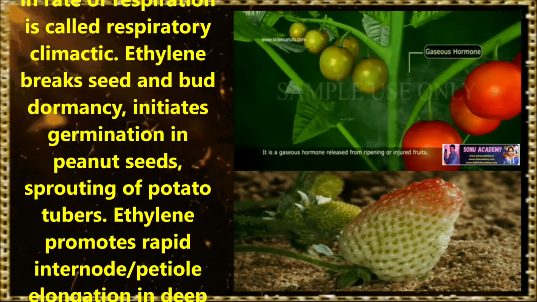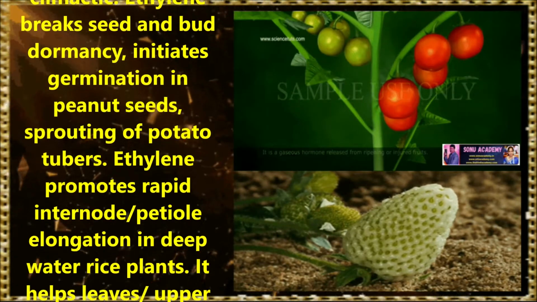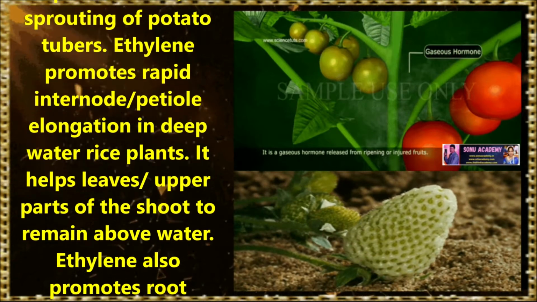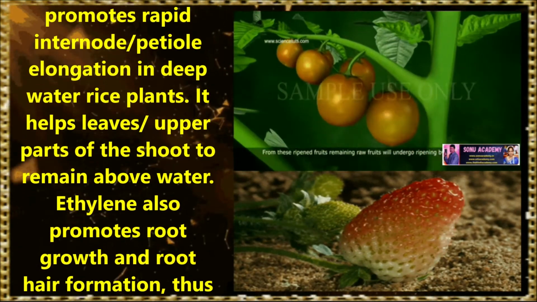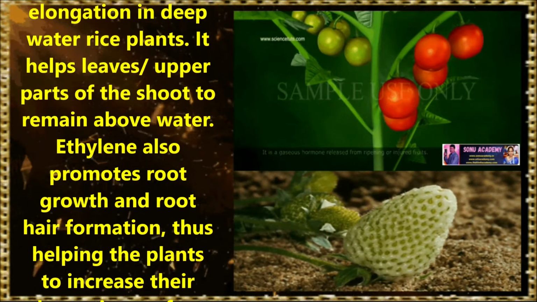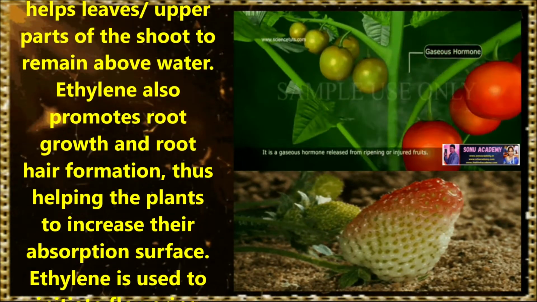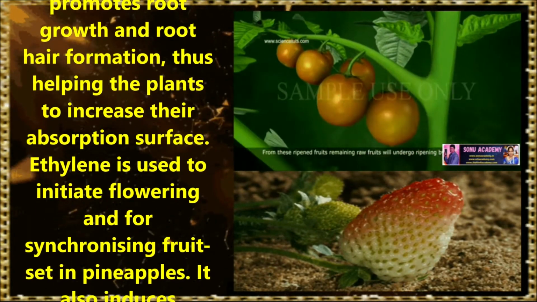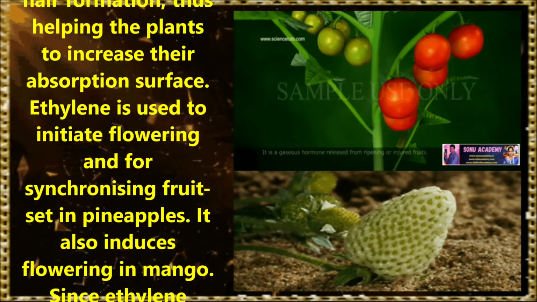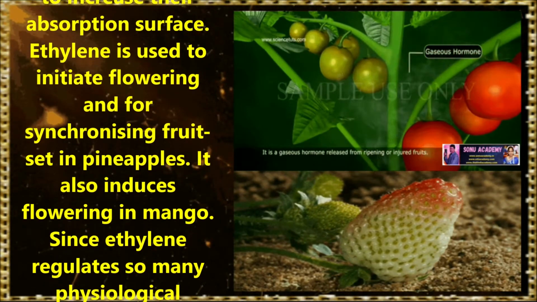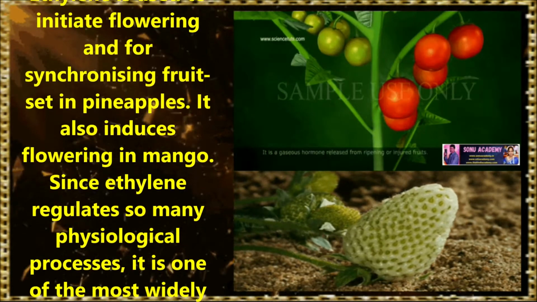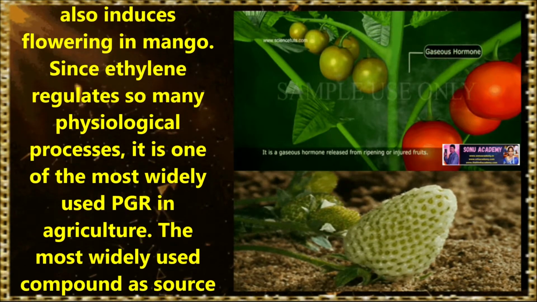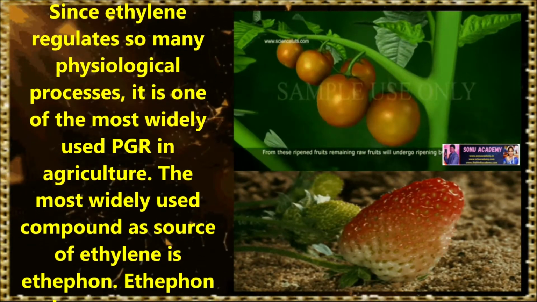Ethylene breaks seed and bud dormancy, initiates germination in peanut seeds, and sprouting of potato tubers. Ethylene promotes rapid internode and petiole elongation in deep water rice plants. It helps leaves or upper parts of the shoot to remain above water. Ethylene also promotes root growth and root hair formation, thus helping the plants to increase their absorption surface. Ethylene is used to initiate flowering and for synchronizing fruit set in pineapples. It also induces flowering in mangoes.